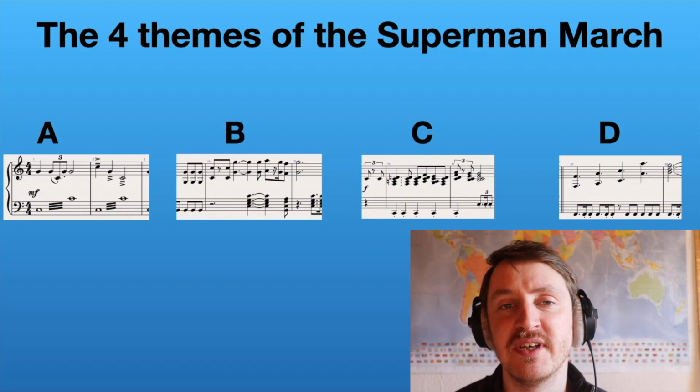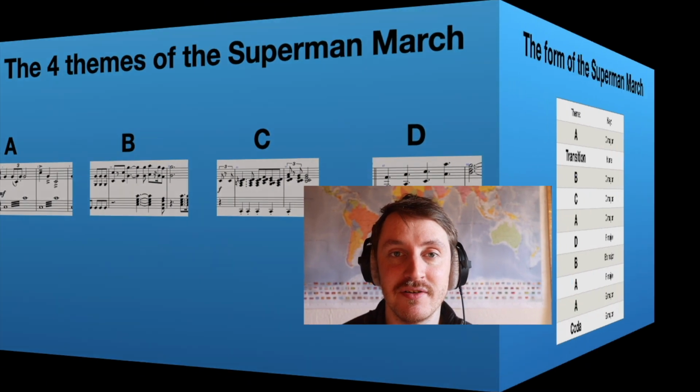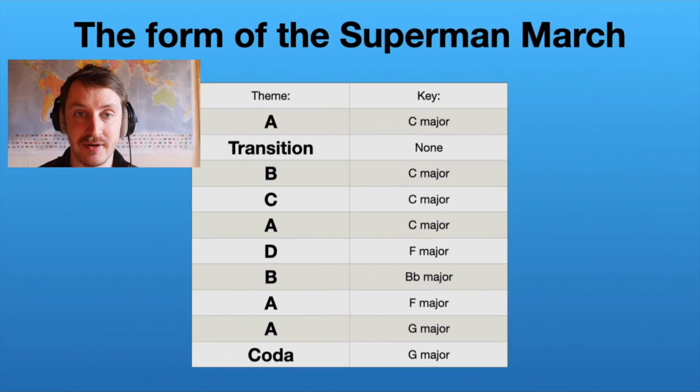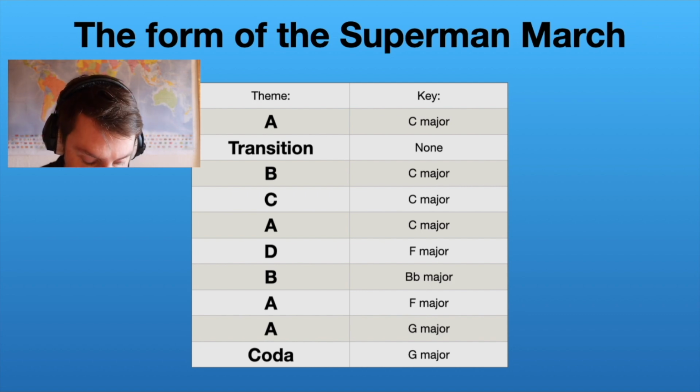The form of the piece is a result of a succession of all of these themes. Some of them are repeated, also played in different keys. This is the structure of the piece. Theme A, followed by a transition. Theme B, C, A, D, B, A, and a closing section called Coda.